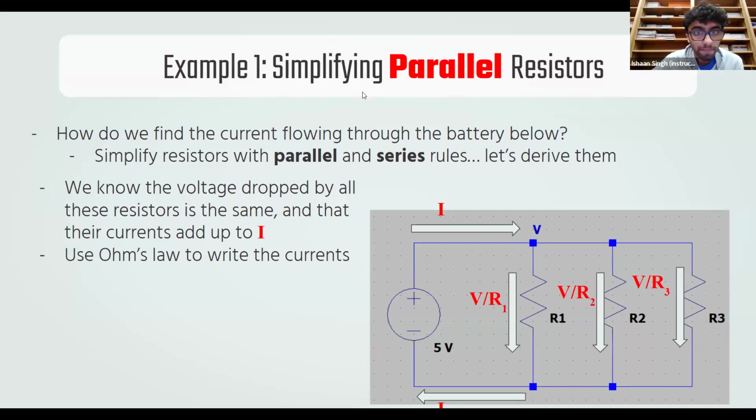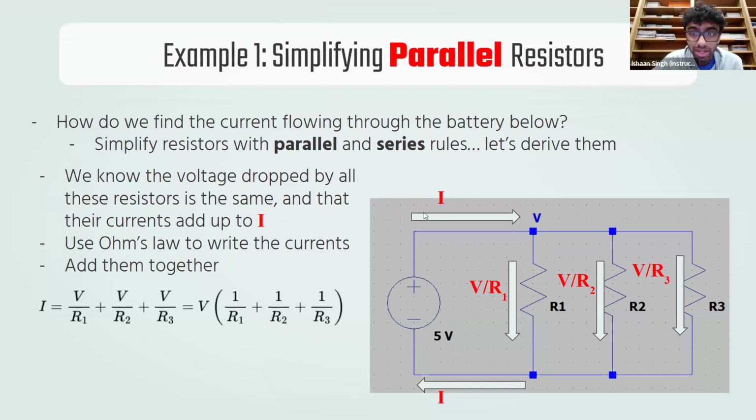Okay, so we're good on that. So now we know that the sum of those three currents has to be equal to I, right? Because I goes in, and then there's nowhere else for that current to go. It has to go down there, or down there. There's nowhere else that it could go. So I equals V over R1 plus V over R2 plus V over R3.